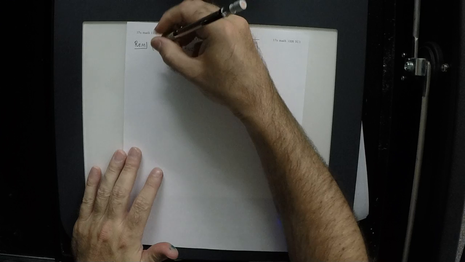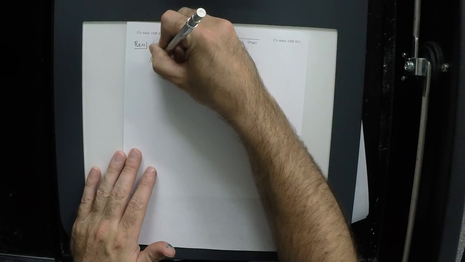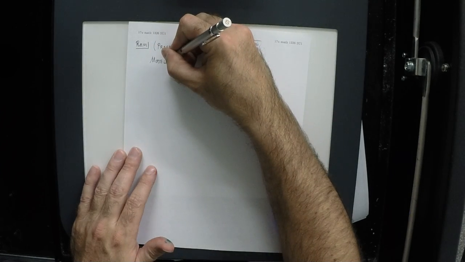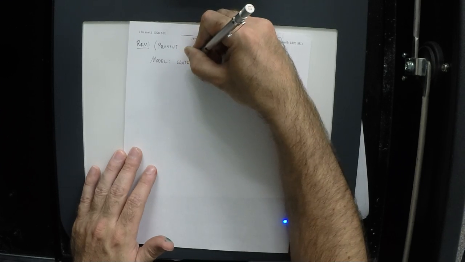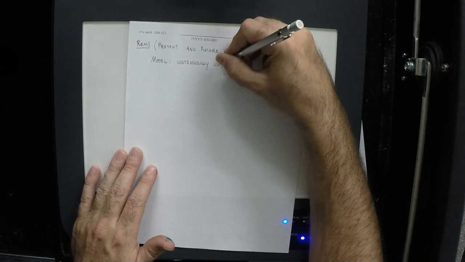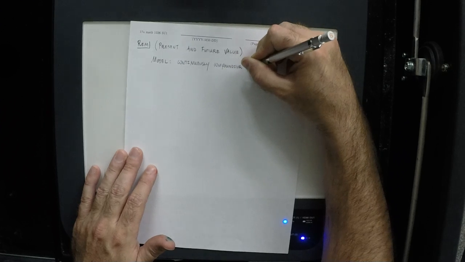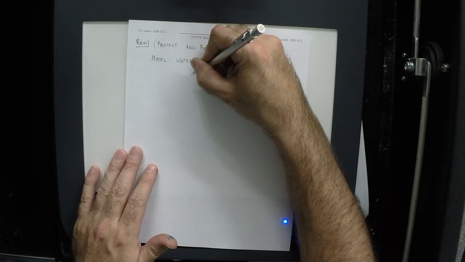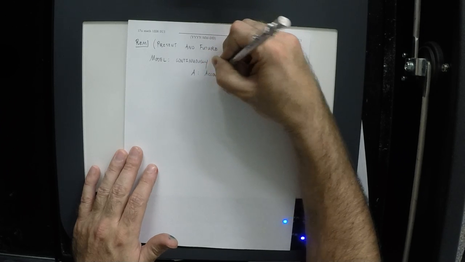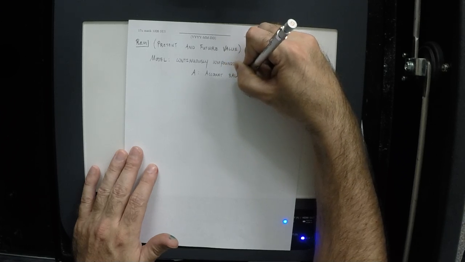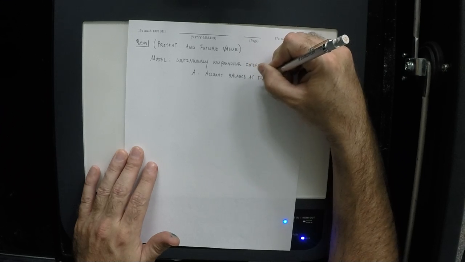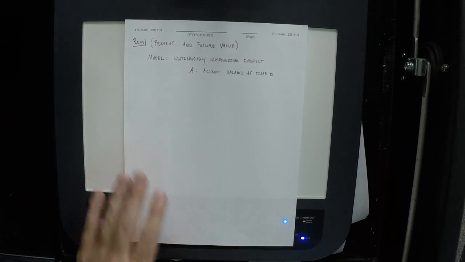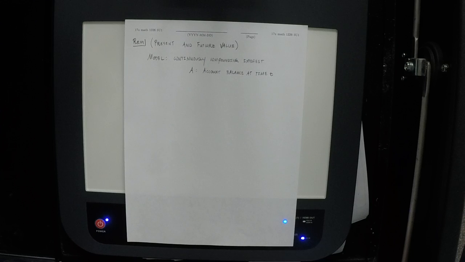Okay. So, the model is this. This is a model that you are already familiar with. This is called the continuously compounding interest formula. There are four parameters. A, this is the account balance at time t. And notably, this is at some time t that's almost always construed in the future. So a very common name for A is the future value.